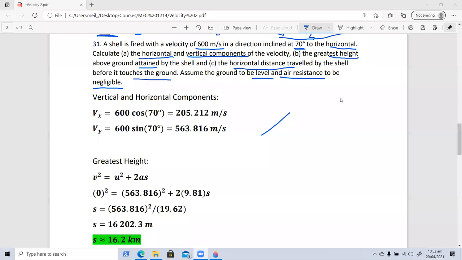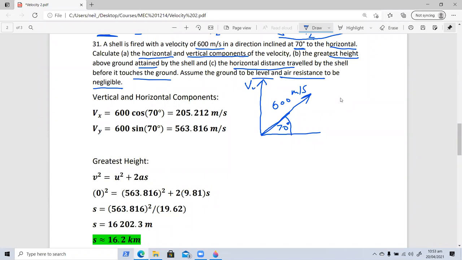Okay, good. So something like a vector at an angle, and in this case, the vector is velocity, 600 meters per second. And the angle is 70 degrees. Break this down into vertical and horizontal components.